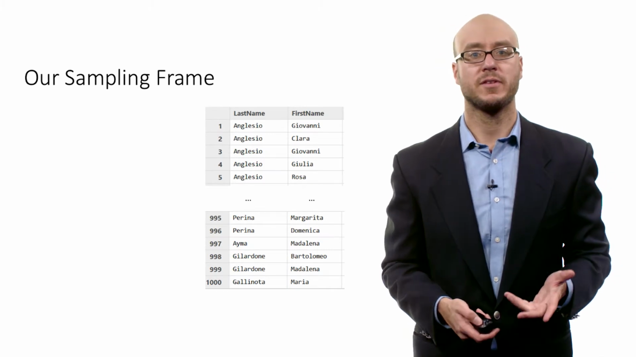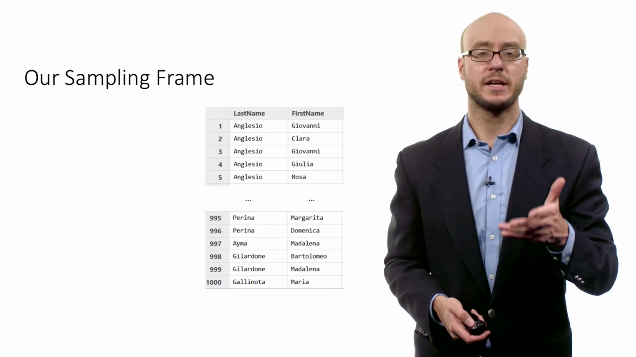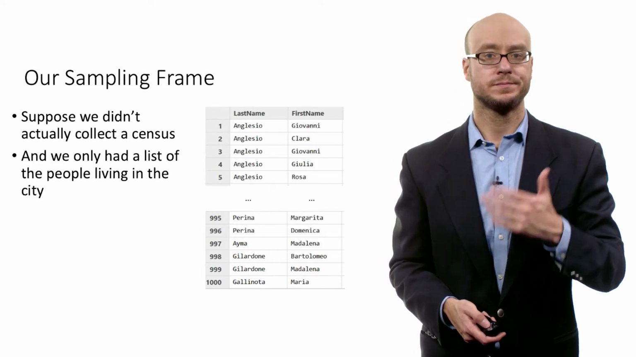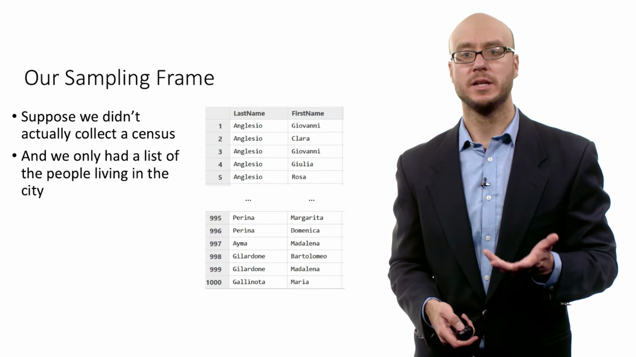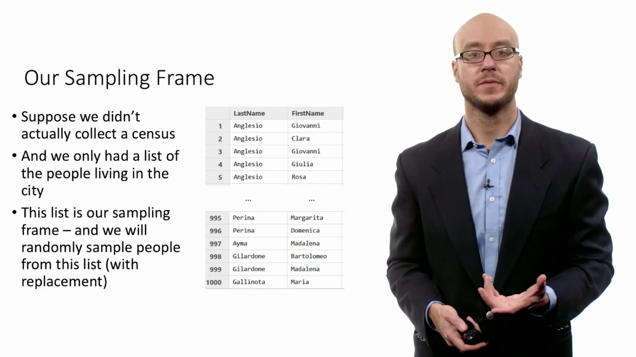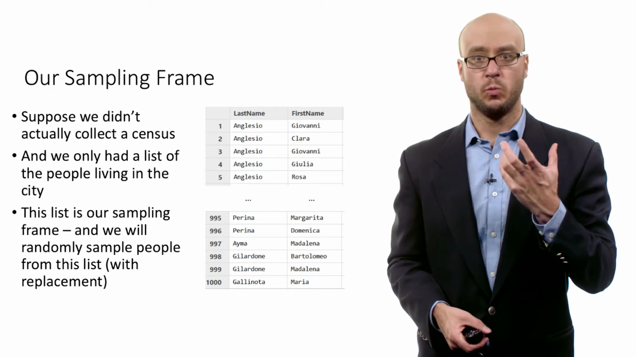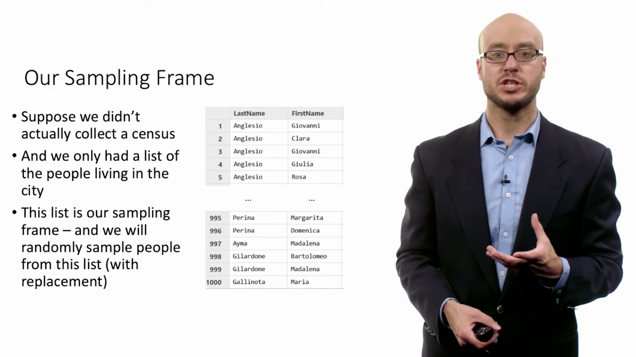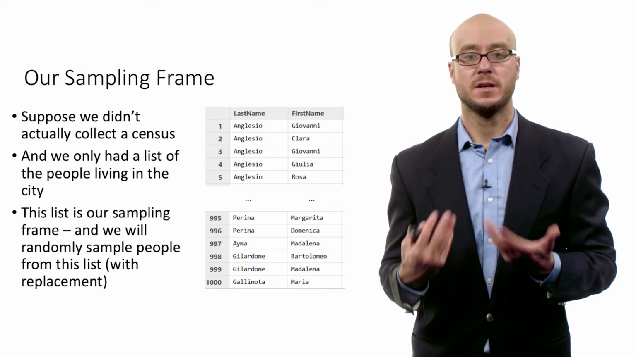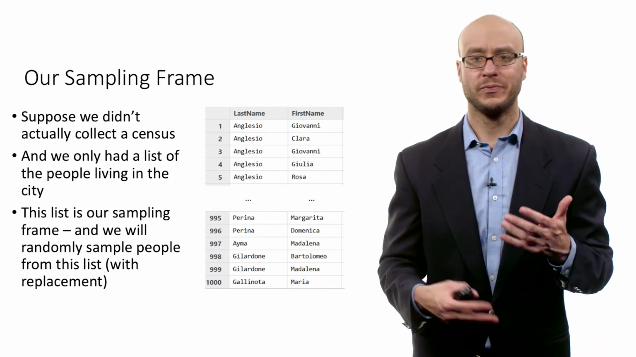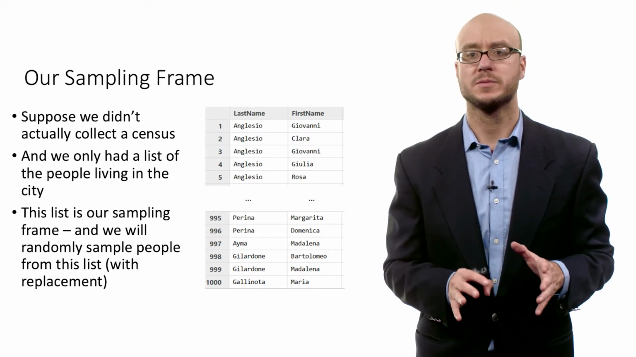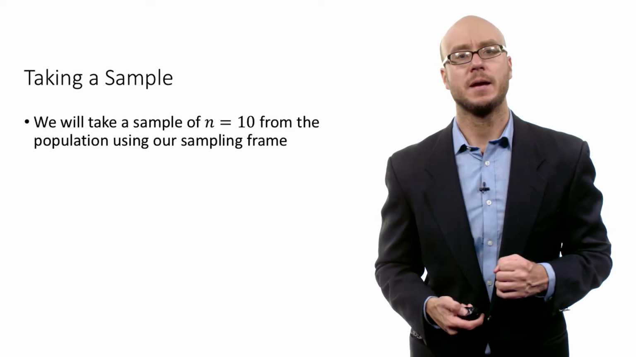So here's a sampling frame. This list is truncated, but it's more or less the number of people in the population. Suppose we didn't actually collect the census, and all we have is a list of everybody. This is our sampling frame. When we collect a random sample, we're just going to randomly select these rows of this sampling frame. For this example, we're going to sample people with replacement. Okay, so let's take a sample.